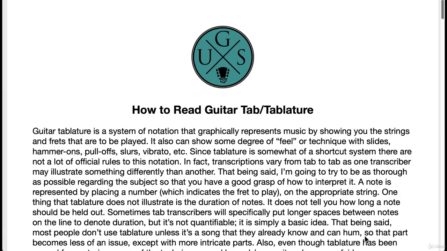Today, let's talk about how to read guitar tab or tablature. Guitar tablature is a system of notation that graphically represents music by showing you the strings and frets that are to be played. Unlike standard musical notation that can be used to play many different instruments, guitar tablature is specifically for the guitar and actually shows you where on the guitar the notes are to be played.